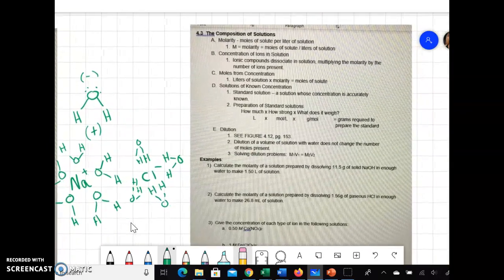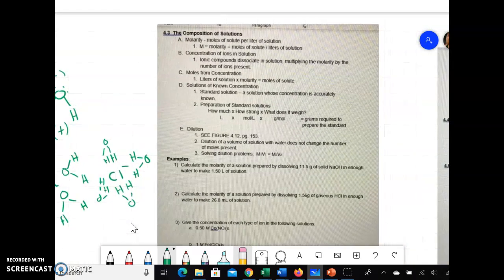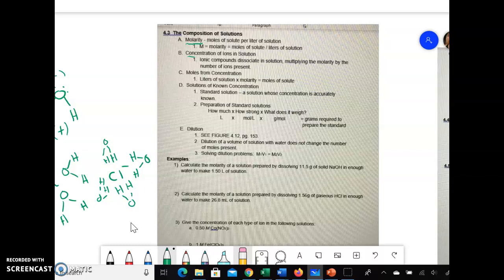All right, the last thing for today is talking about how we calculate some of these. So we've talked about molarity several times. You need to be familiar with the fact that molarity and concentration are the same thing. Concentration is the thing and molarity is the unit. Molarity is what we measure concentration in.